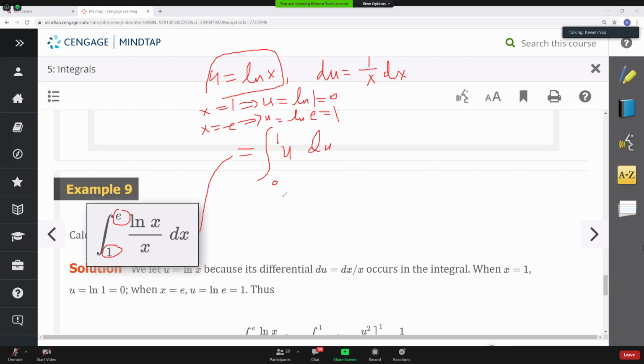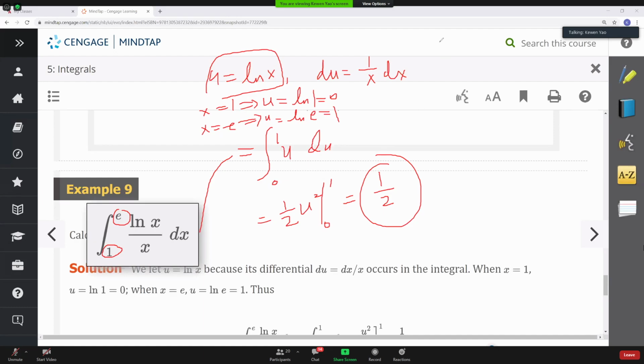Now this is easy to find. The antiderivative for u is u squared over 2, by using FTC part 2. So 1 squared minus 0 squared, over 2, right? The answer is 1/2. It's a number, 1/2. Okay, so we have finished.